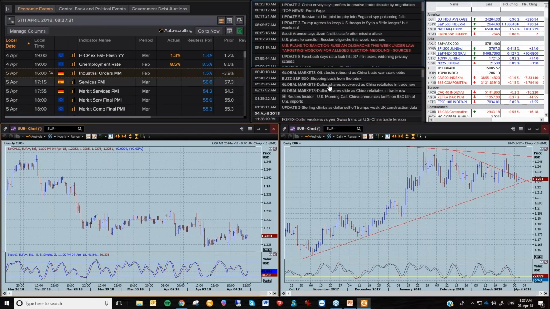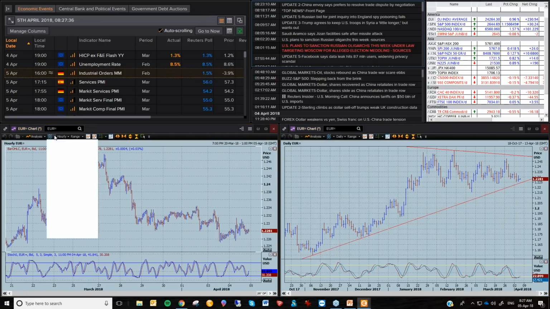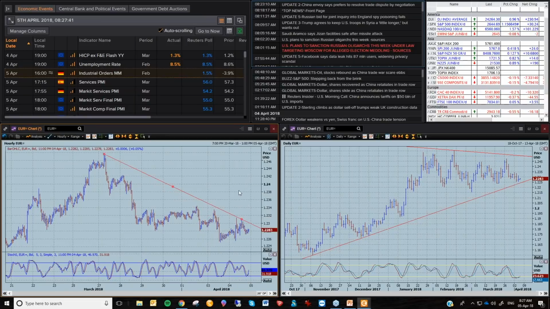Now, for instance, here's the euro. This is one of the simplest things that you can do to make it visually easier to see what's going on. So I've got euro here. I've got the hourly chart, I've got the daily chart, so you can see exactly what's going on on a short-term basis, as well as the longer-term basis. I can also see what economic data is coming out next.